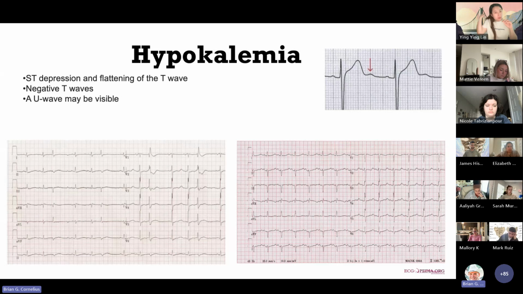Hypokalemia, on the other hand, is a little harder to discern, but it's kind of recognized by ST depression and flattening of the T wave, and you may actually have negative T waves. But the U wave, which is really hard to see, is really kind of the hallmark of hypokalemia. And the U wave, if you look at that picture up in the top right corner, is almost like an extra P wave on your EKG, except as you start marching things out, you may notice that it tends to stand out. It's not quite as consistent as other things you'll see.